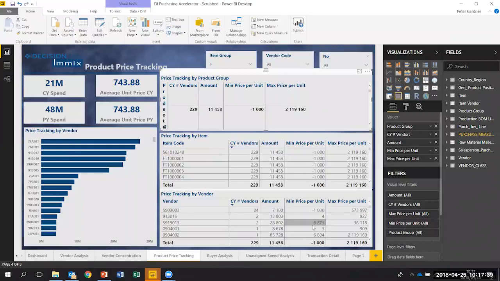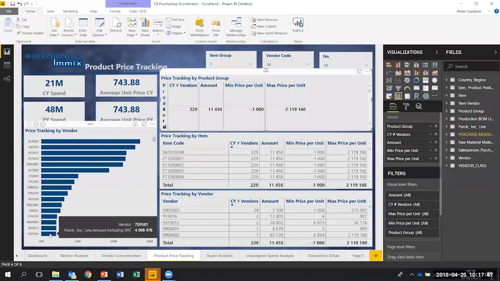You can see who your most expensive vendors are, and who your cheapest vendors are. So ideally, you'd want to be doing business with these vendors down here for this product. You don't want to do business with the guys who are overcharging you for products.